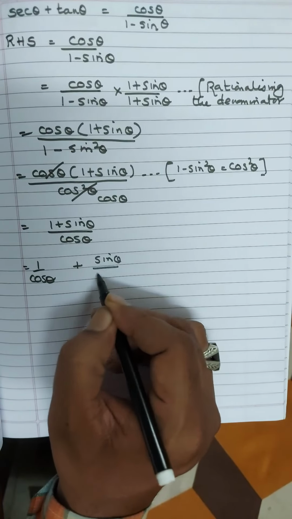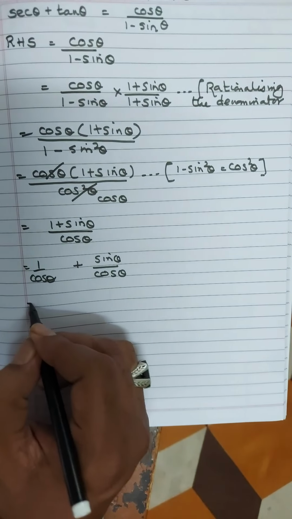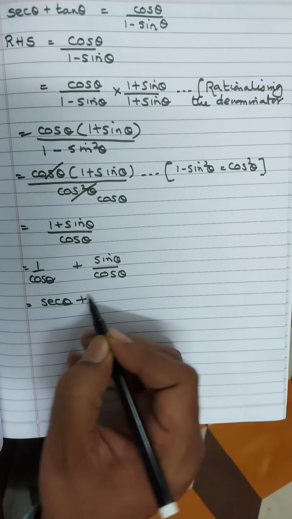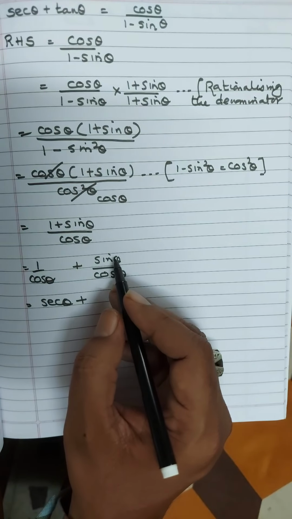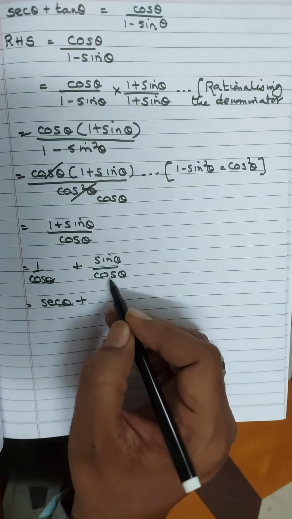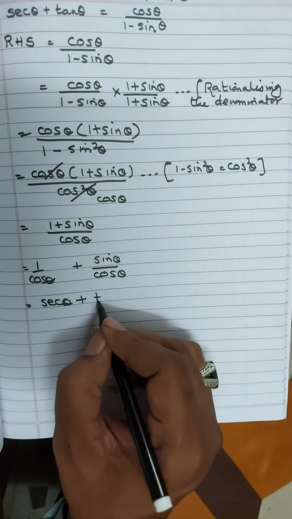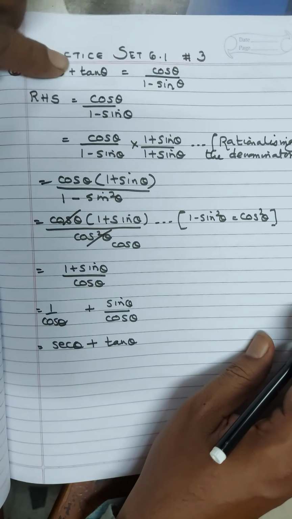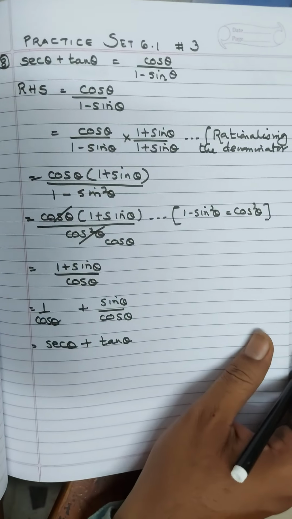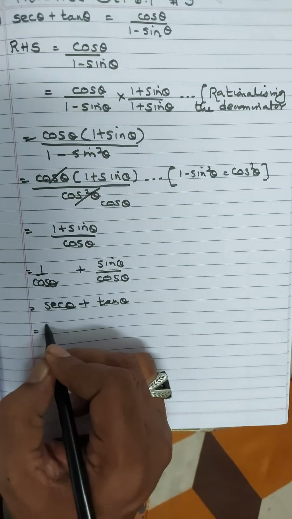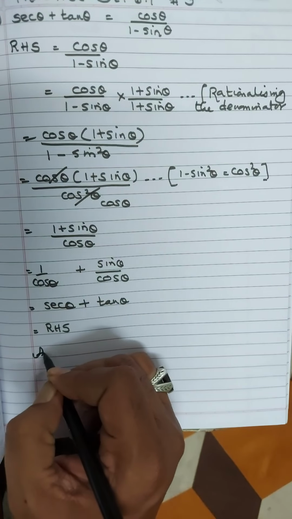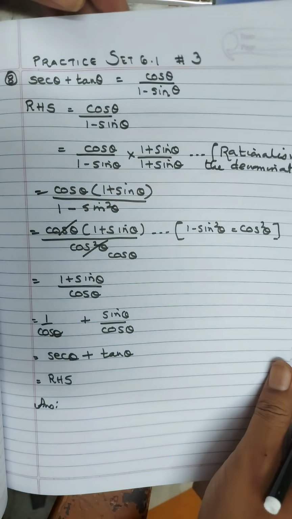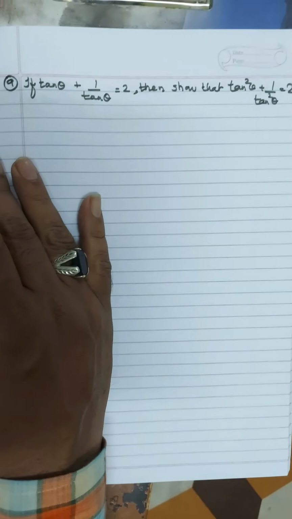Now let's take the relations. 1 upon cos theta is sec theta, plus sin theta upon cos theta is tan theta. Now see the left hand side, we got the answer here: sec theta plus tan theta is equal to the right hand side. So we can write the reason or in the answer also, left hand side is equal to right hand side. Okay, let's take the 9th question now.